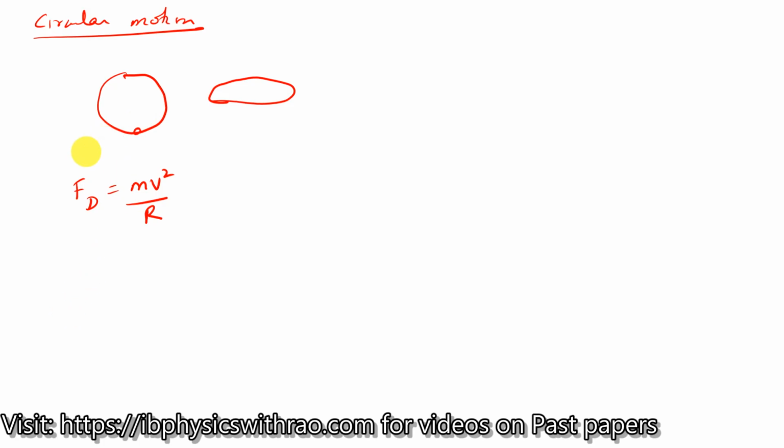Now, let us say for example, I take a string, I take a mass over here, and then I rotate it like this over here. When I rotate like this, why should the object rotate? It's a driving force. First thing you need to do is put mv square by r. First you write this because it is known to you. Where r is the radius, m is the mass of the stone, v is the velocity or speed of the stone. And Fd, what is Fd? Why should the stone move? Because there is a tension acting over here. So I will write tension equal to mv square by r.